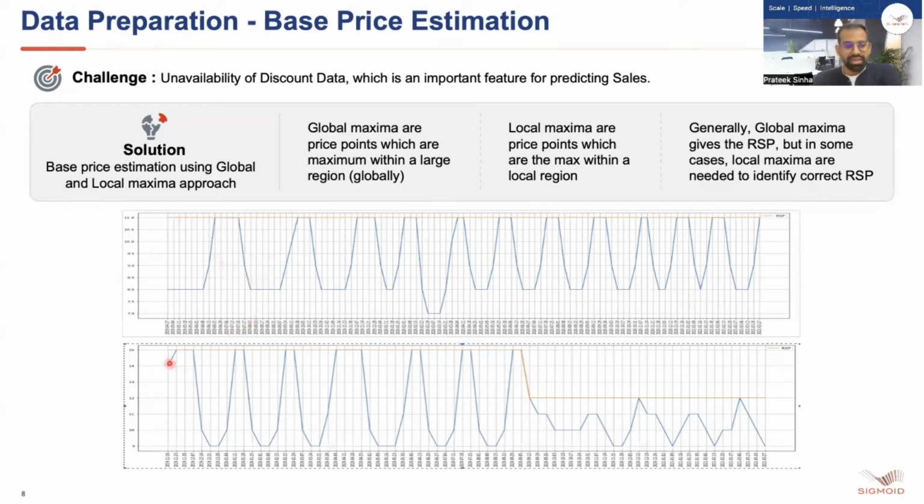In the other case, in the second plot, we can see RSP is 15 at the beginning and it is going to 12 in the later period. So there are various variations in the data that we had to counter and we had to find a novel approach, and we solved this using base price estimation based on global and local maxima approach.